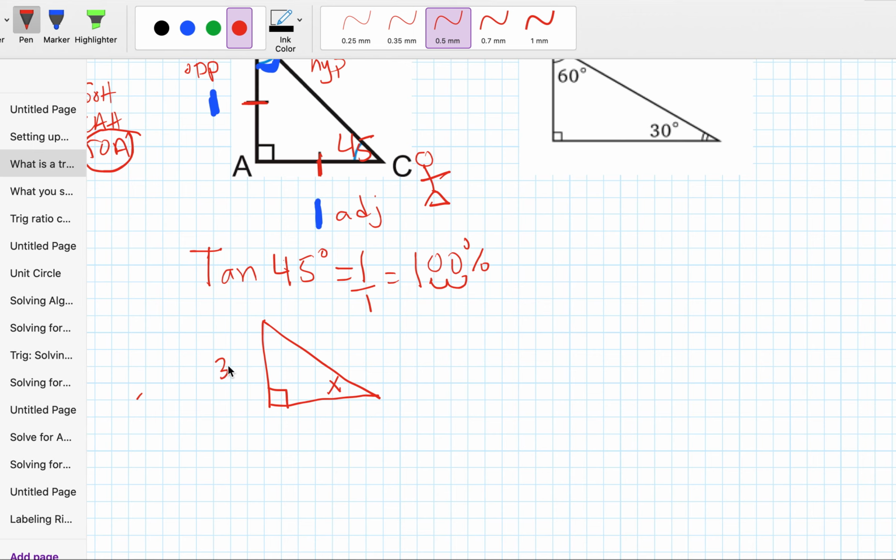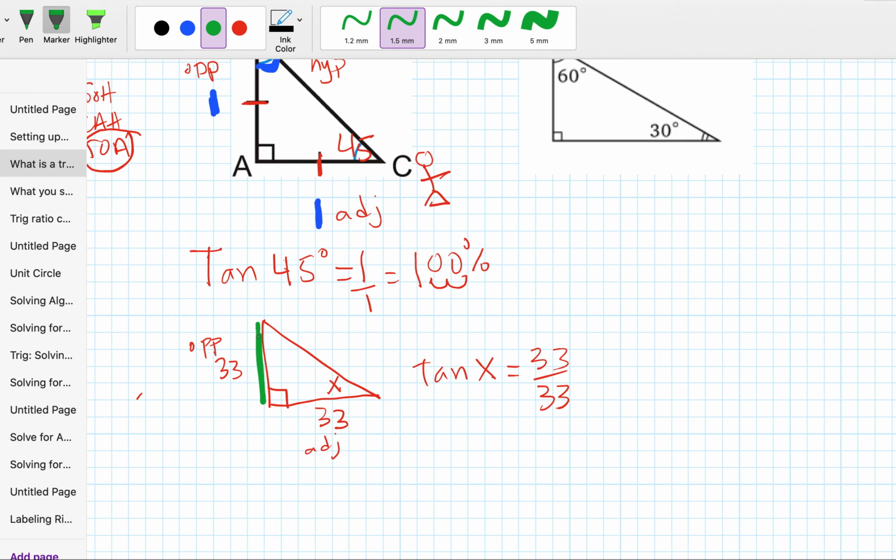So let's pretend it's 33 and 33. When I label this, it's the same, opposite and adjacent. So tangent of x is 33 over 33. Now, isn't the opposite side green 100% of the blue side? And it is, right? 1 or 100% when we turn it into a percent. So 1.0 is 100%. So anytime you have the two sides 100% of each other, the opposite and the adjacent sides, we know x must be sitting at 45 degrees.